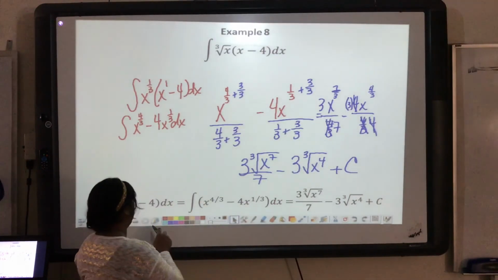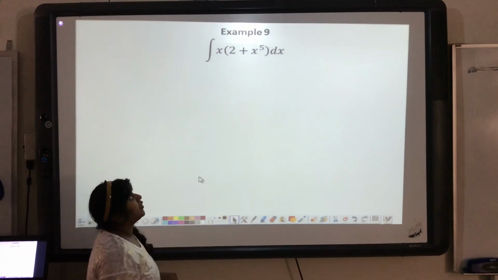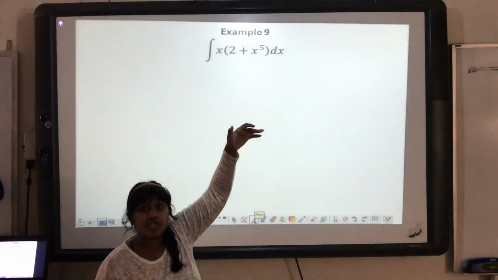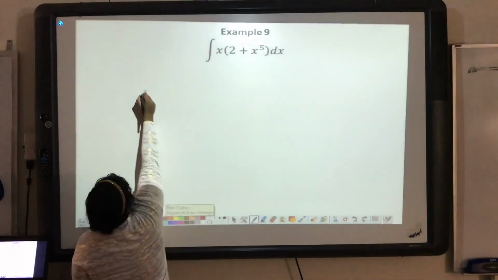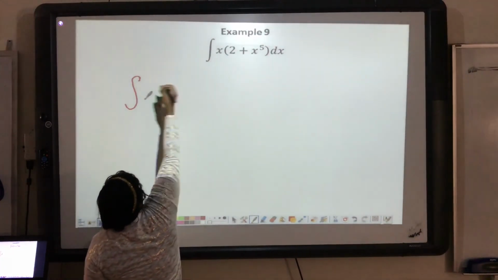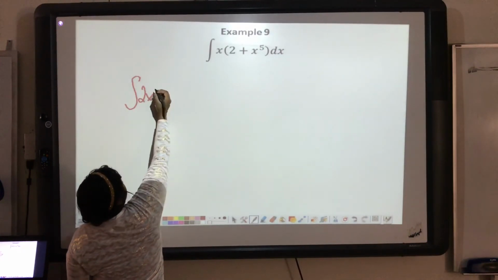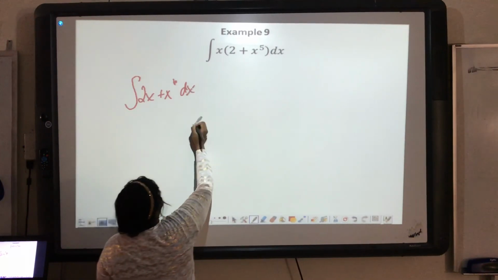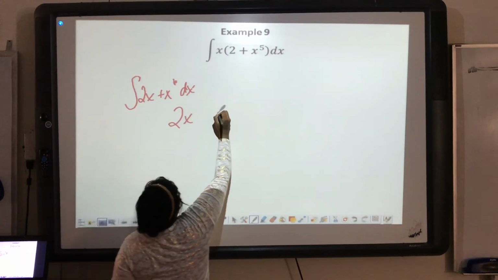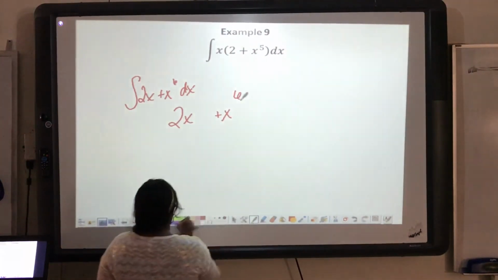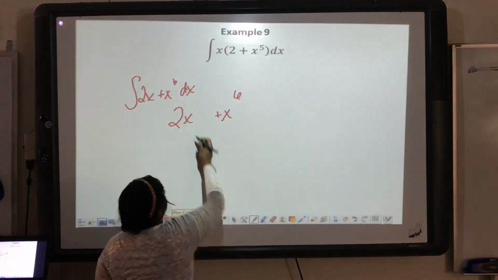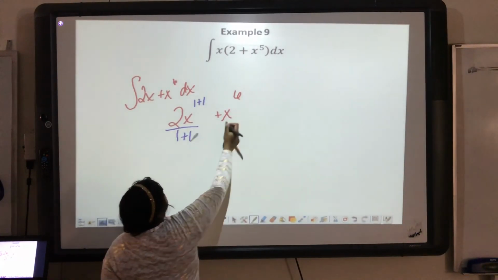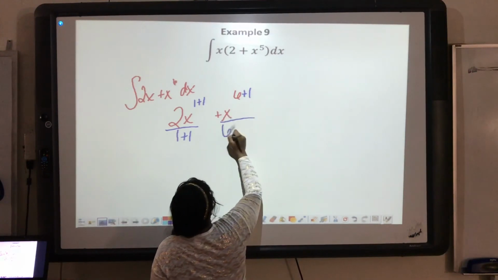So yes. Okay. Moving on, we have example 9. We're going to do, again, a distribution. This one's pretty simple, so we're going to do x times 2 becomes 2x, x times x to the 5th becomes x to the 6th, dx. And then we're going to go ahead and integrate that. So let's do 2x plus x to the 6th. Step 1, add 1 to my exponent: 1 plus 1 over 1 plus 1, plus 1 over 6 plus 1.